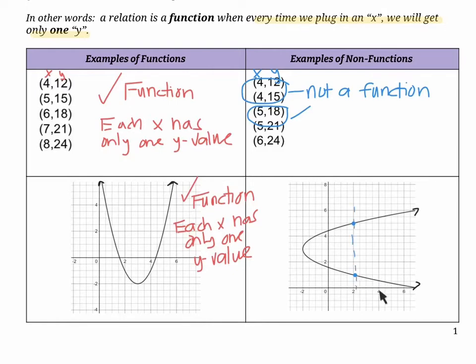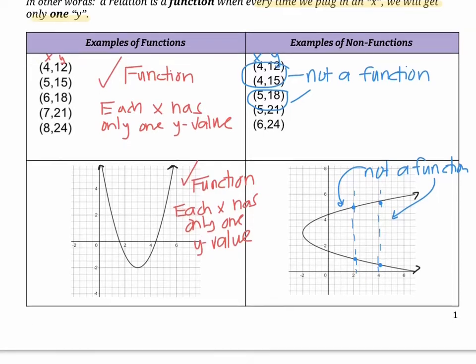What about 4? If I plug in 4 into this relation down here, it doesn't hit the relation at all, but it hits it here at, it looks like 0.5, and then I keep going up, up, up, and it also hits it here at about 5.5. So when I plug in a 4, which is our x value, I get two different y values, 0.5 and 5.5. So our conclusion is that this guy is also not a function, because when we plug in an x, we get more than one y. Let's try another example.